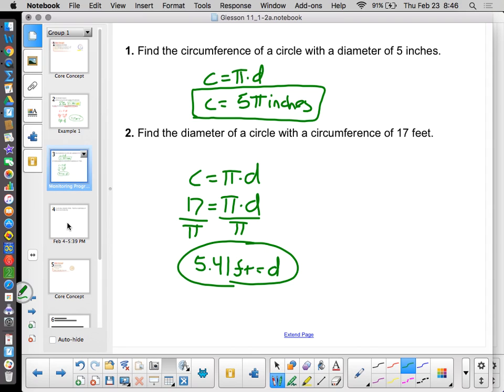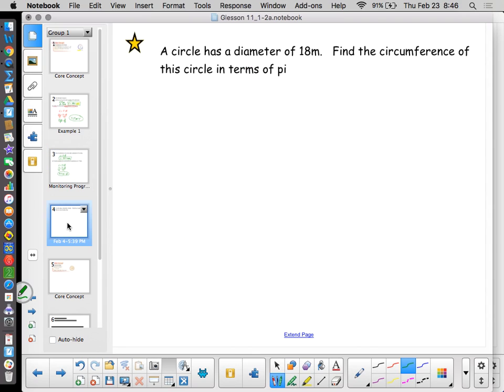All right, we've done that. Now you give it a try. Circle has a diameter of 18 meters. Find the circumference in terms of pi.